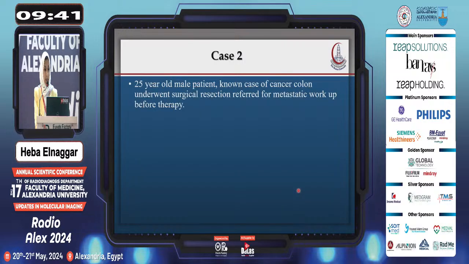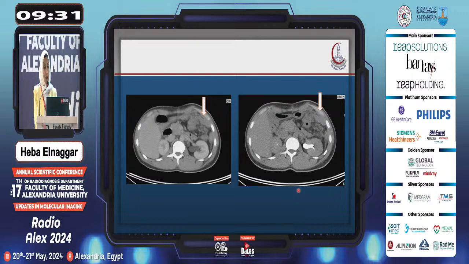We proceed to case number 2, a 25-year-old male patient, known case of cancer colon as well, underwent surgical resection and referred for metastatic workup. And here we can see there is a soft tissue lesion, query, next to the bowel loops.